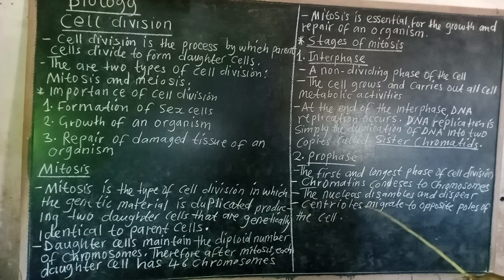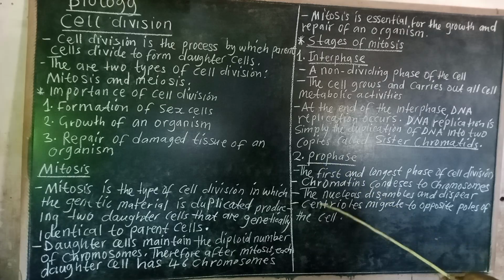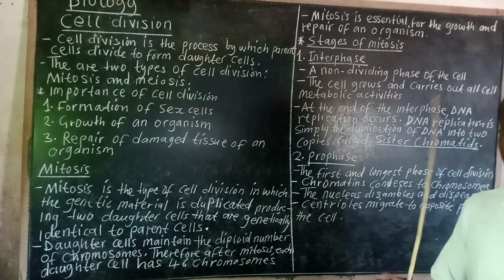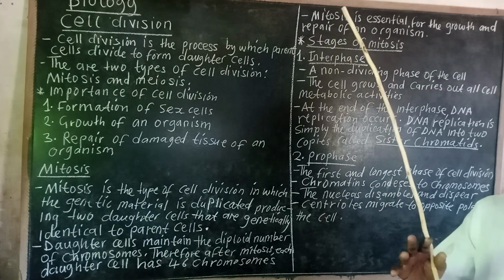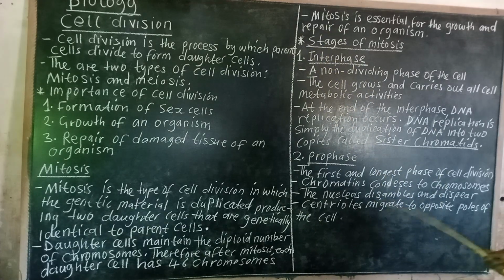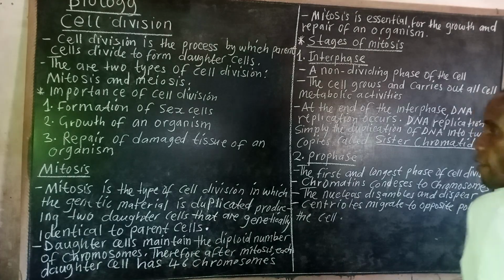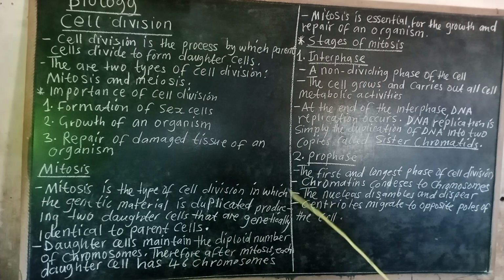Then point 3, the nucleus disassembles and disappears. During this phase, when we say disassembles, it is broken. In other words, the nucleus is broken and disappearing. Then the other one is that centrioles migrate to opposite poles of the cell. That is under prophase.